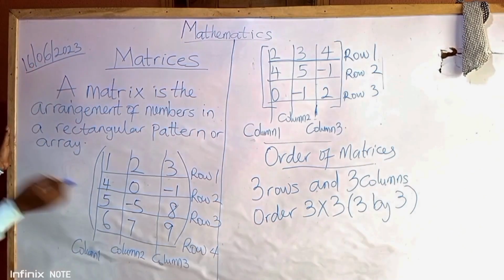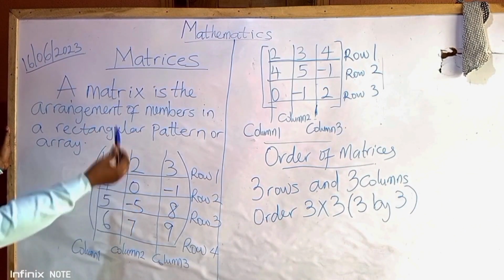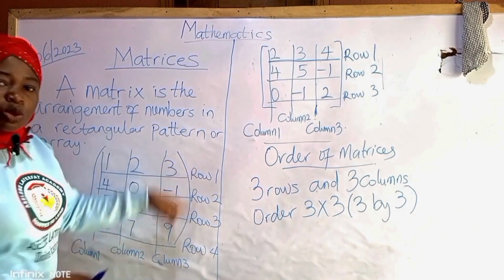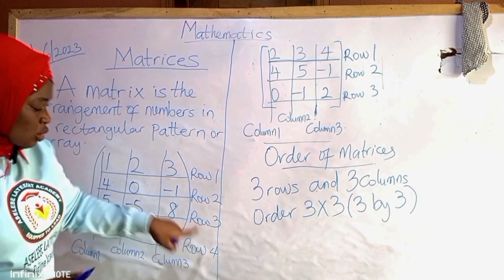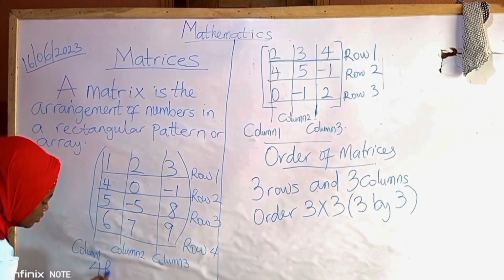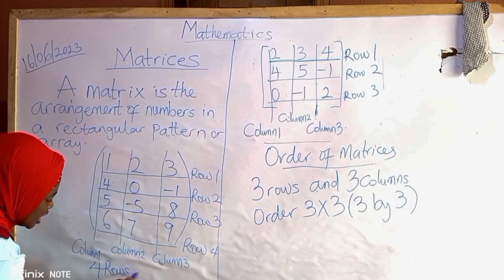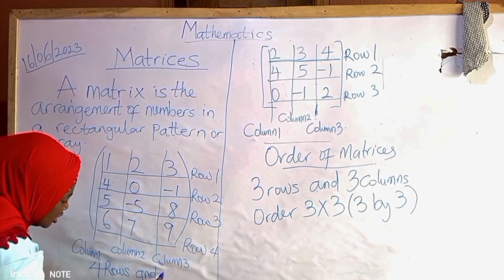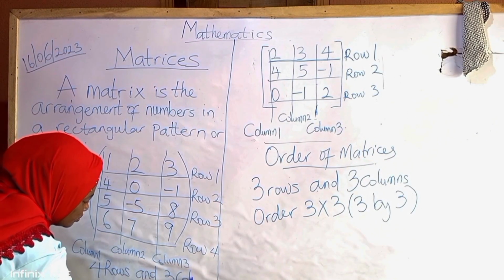So if you want to write the order of this particular matrix, I told you that you are saying row first. So how many rows? You can say that it has 4 rows and 3 columns.